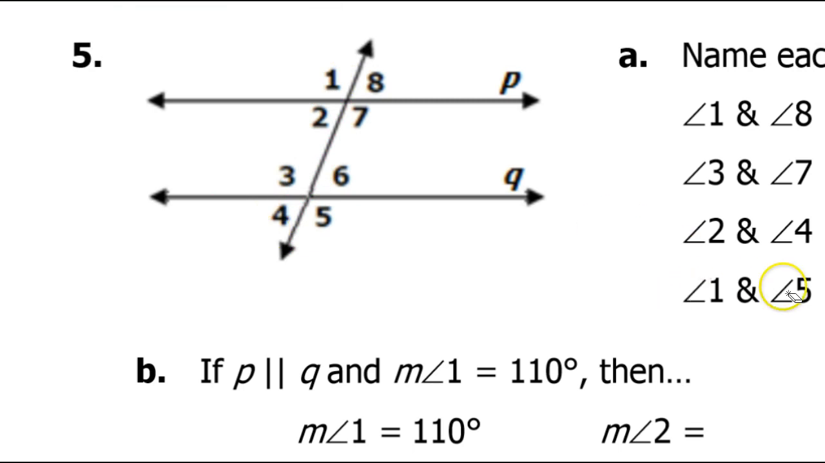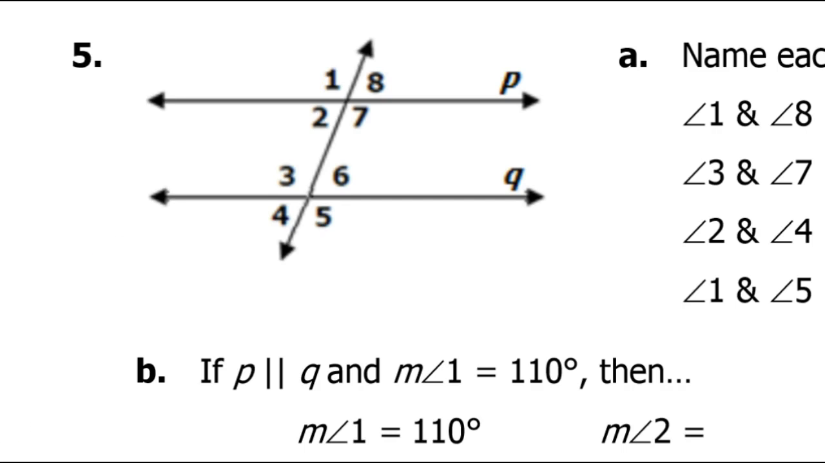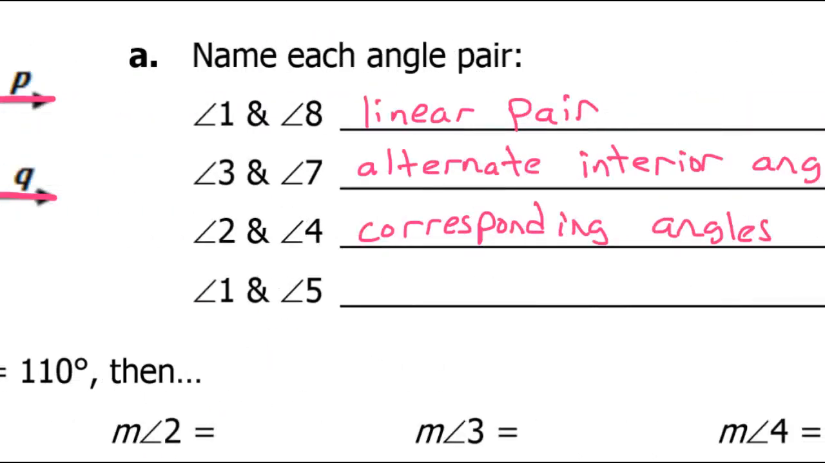Next we have angle 1 and angle 5. Here's angle 1 and here's angle 5. As I mentioned before, we have the two lines. These angles are outside the lines, so they're exterior. And because they are on opposite sides of the transversal, they're called alternate. So they're alternate exterior angles.